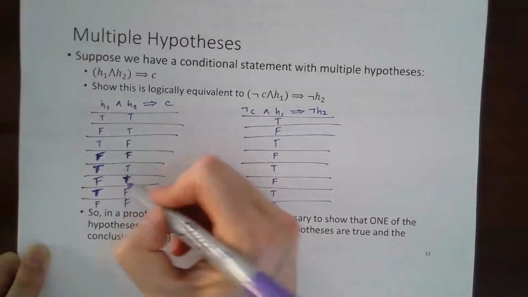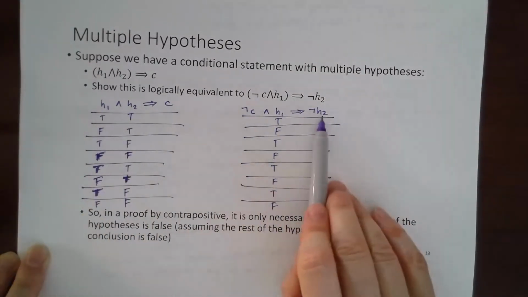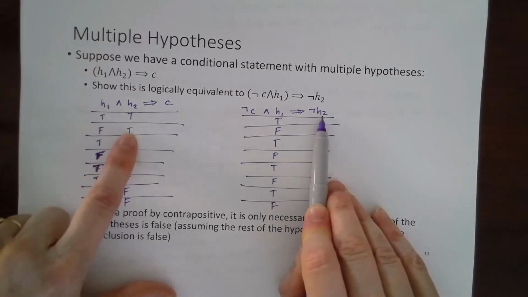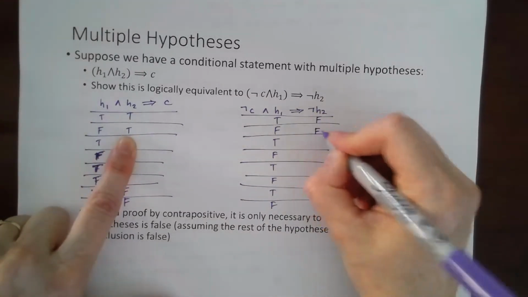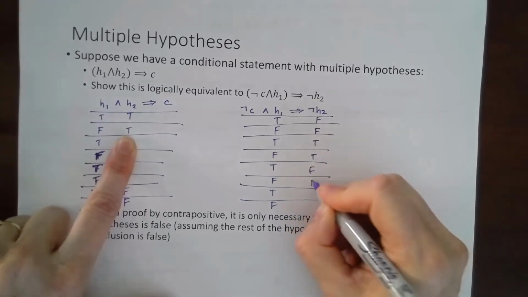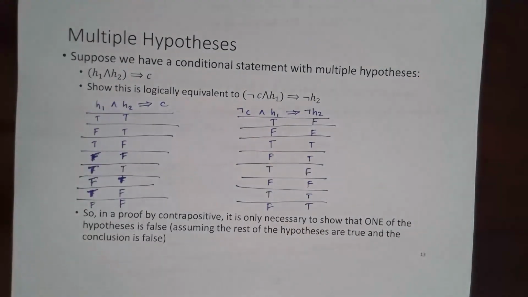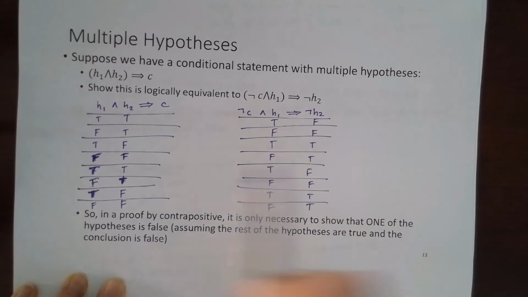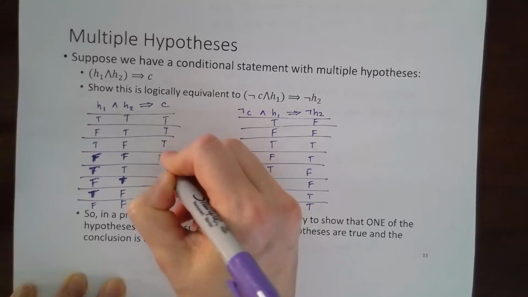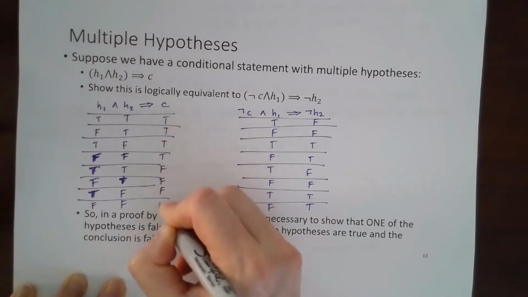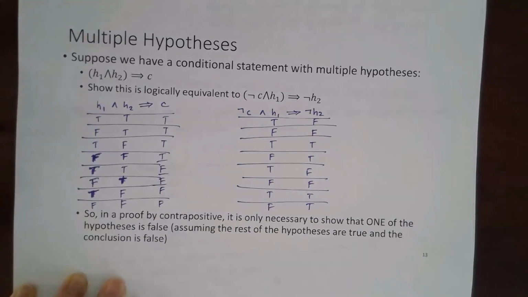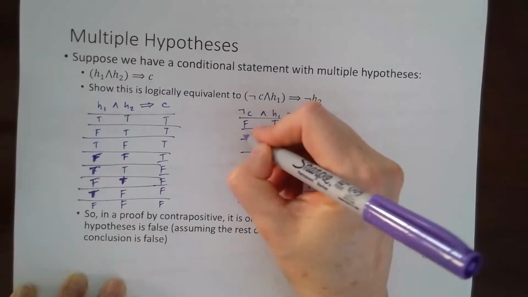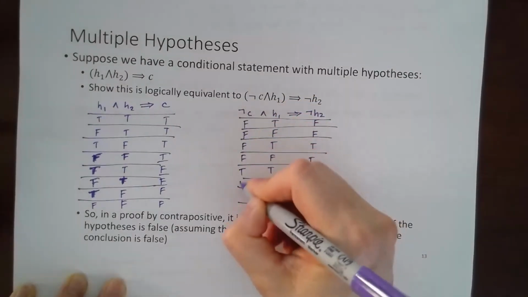Okay, and then not H2 over here is just going to be the opposite of that. So that one's going to be false, false, true, true, false, false, true, true. If I say it slowly enough, I can write it correctly. And then our C is going to alternate 4, so that's going to be 4 trues followed by 4 falses. And then not C is going to be the opposite of that, so it's going to be 4 falses followed by 4 trues.